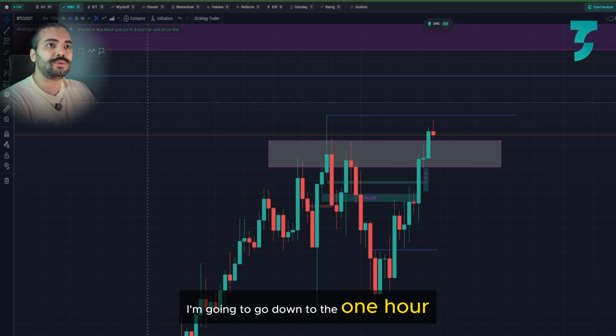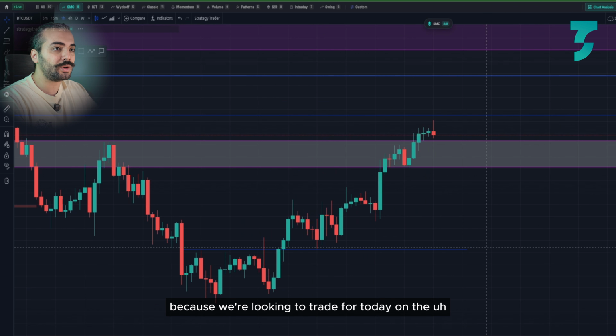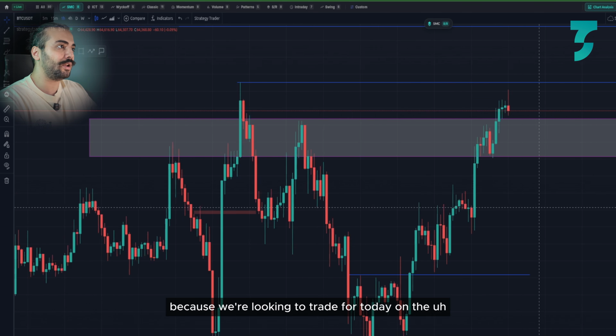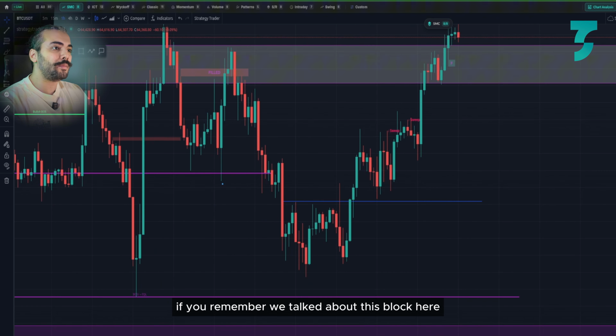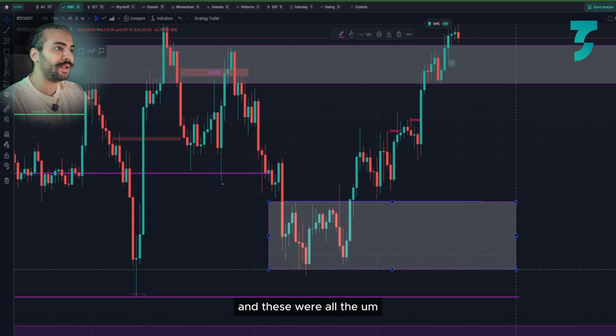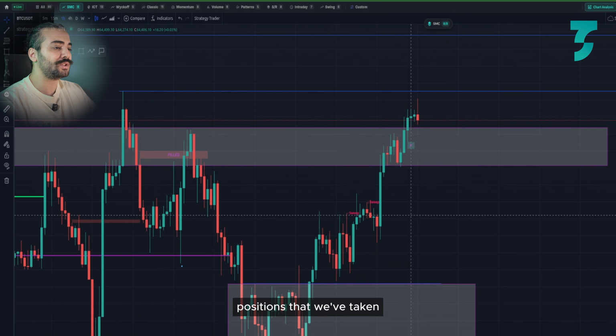I'm going to go down to the hourly time frame, because we're looking to trade today on the futures, so I want to see how it looks. Again, from yesterday, if you remember, we talked about this block here. This was exactly what we talked about, and these were all the positions that we have taken.